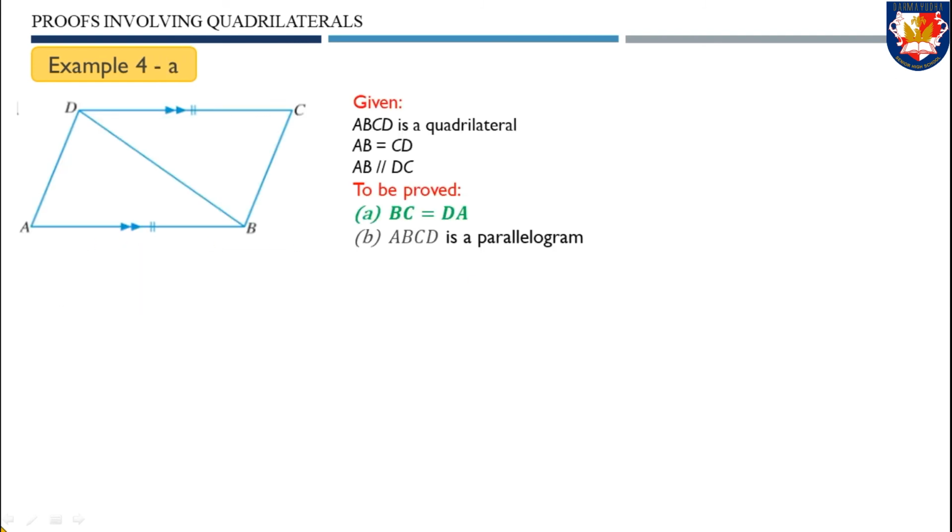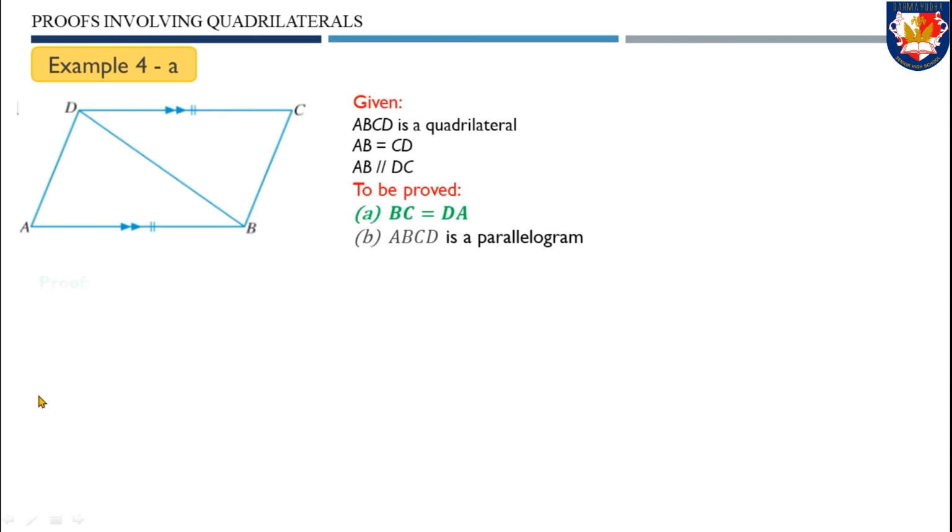Before we begin our proofs, let's rewrite all the information in the question. In the question, it is given that ABCD is a quadrilateral. The length of AB equals the length of CD. And AB is parallel to DC. And to be proved in this part is BC equals DA.